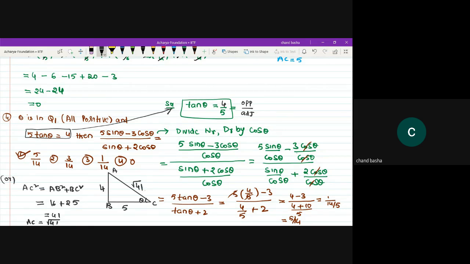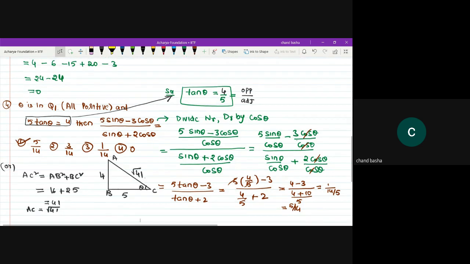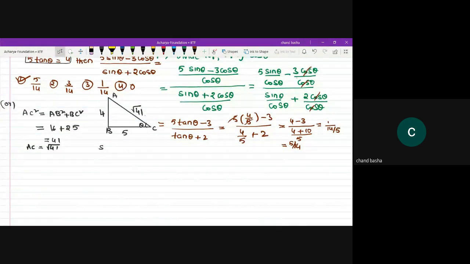Now you can find sine theta and cos theta values and then substitute. What is meant by sine theta here? Sine theta is equal to the opposite side divided by the hypotenuse. The opposite side is 4, so sine theta is 4 divided by square root of 41. Next, cos theta is the adjacent side divided by the hypotenuse, so it is 5 divided by square root of 41. This is the method you can use for finding the required value.